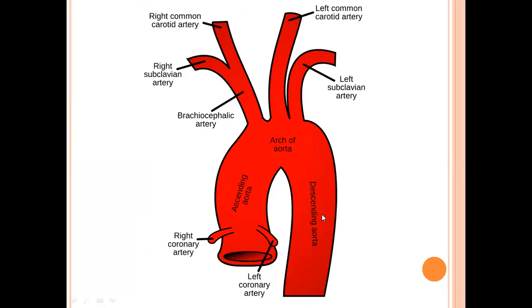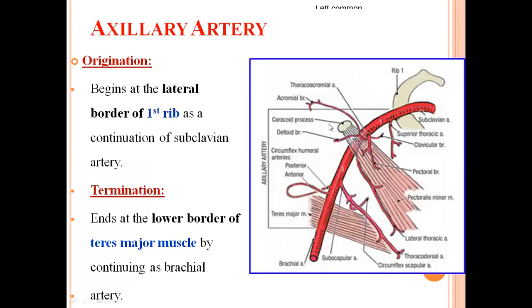Now, I have put this picture to help you remember and recollect very easily. From the brachiocephalic trunk on the right side, from the arch of aorta, we have the right subclavian, then on the left side we have the left common carotid and left subclavian. This subclavian artery alone is continuing as the axillary artery.